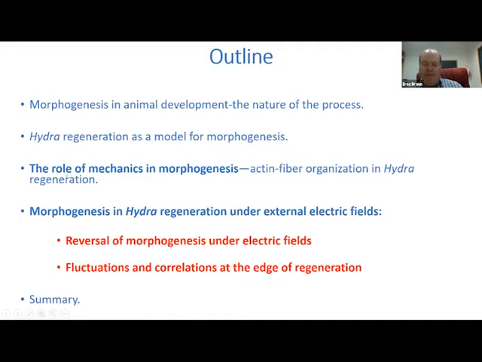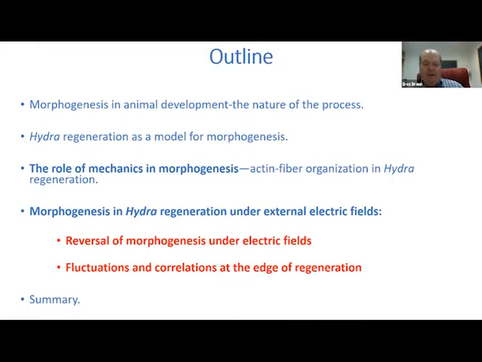Then I'll come to our research, and I would like to discuss two things. One is the role of mechanics in morphogenesis, and this I will do through the description of actin fiber organization in Hydra regeneration. But then the central part of this talk would be the application of electric fields on Hydra regeneration, showing two interesting directions. So I'll separate them.